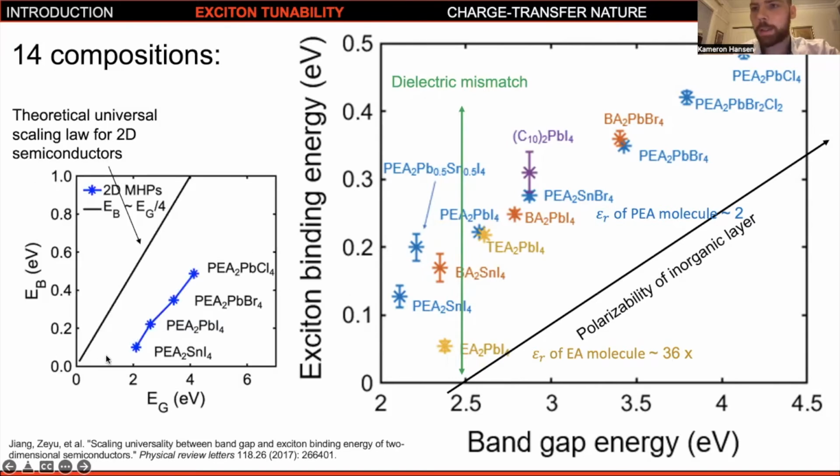Now here's the trend line. This is the same plot, just zoomed out and plotted in comparison to this theoretical scaling law for 2D semiconductors, where the binding energy is about a quarter of the band gap energy. Now, if we were to somehow exfoliate these layers down to just the metal halide layer and put that in a vacuum, these values would fall on this trend line.